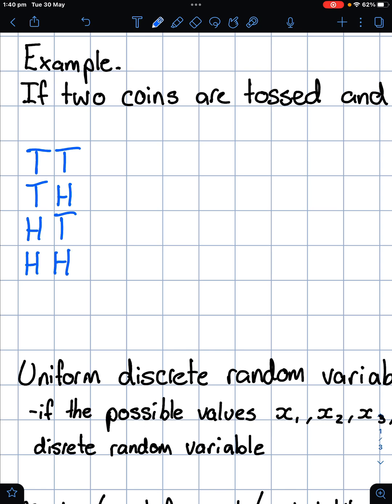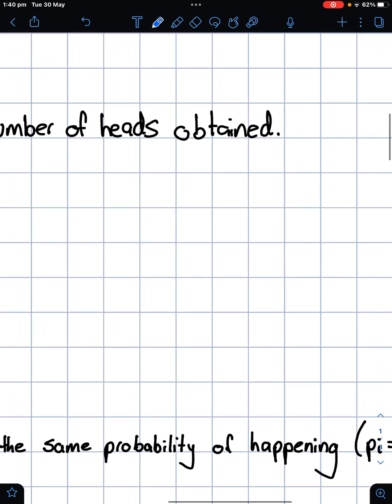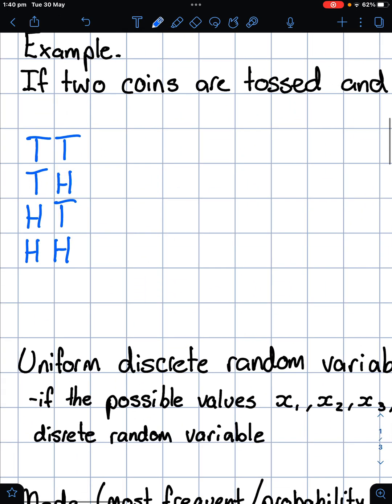In this, if X is the number of heads obtained, this here would represent X equals 0. This would represent X equals 1. This would also represent X equals 1. And this would represent X equals 2.